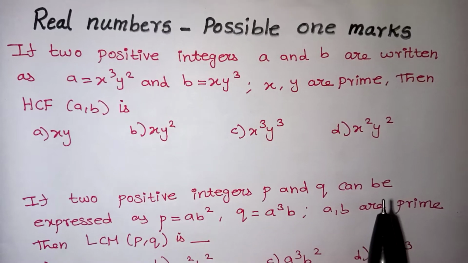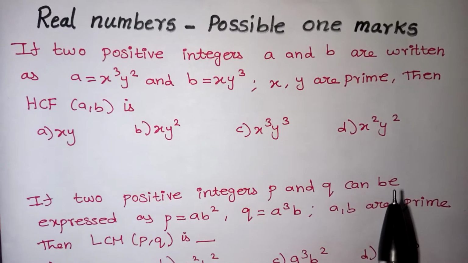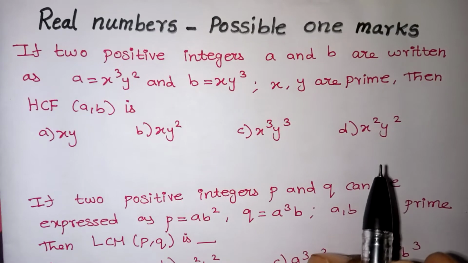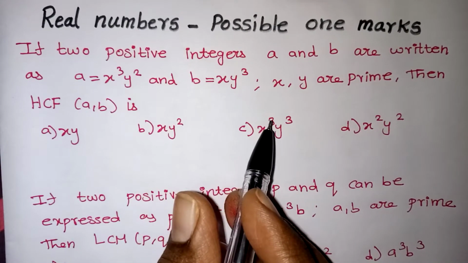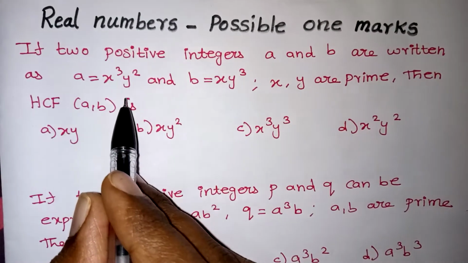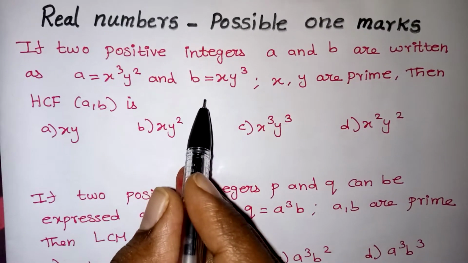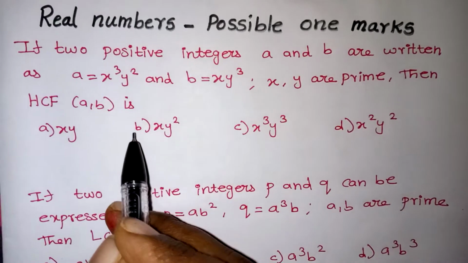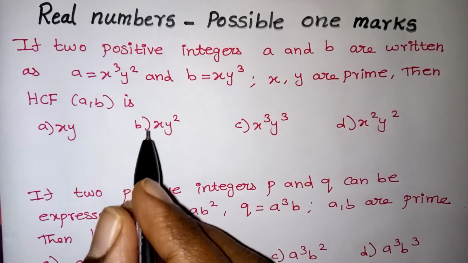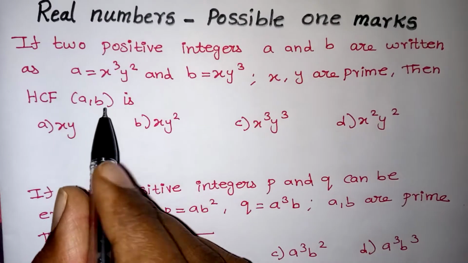Hi students, in this video we are going to learn some possible one mark questions from the first chapter, Real Numbers. Our question is: if two positive integers a and b are written as a = x³y² and b = xy³, where x and y are prime numbers, then what is the HCF of a and b? So you should find the HCF of a and b.